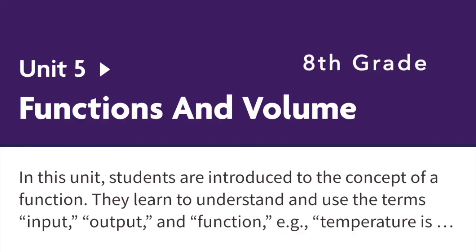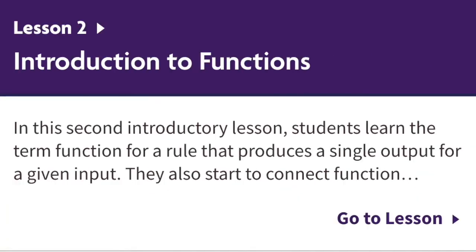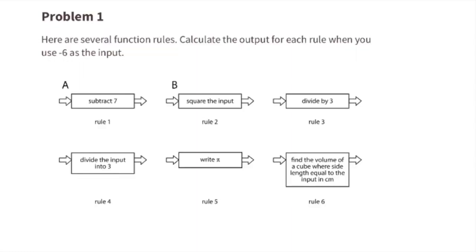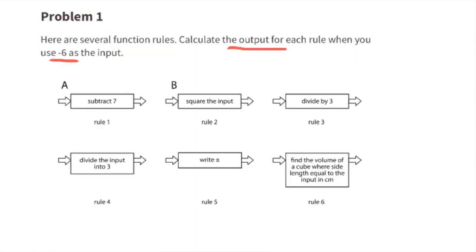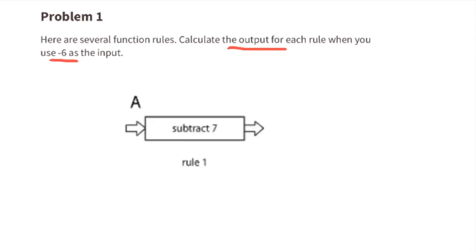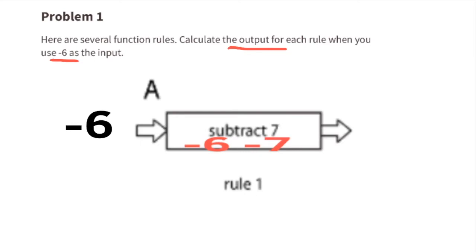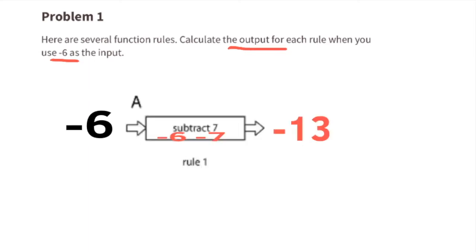8th grade, Unit 5, Lesson 2, Introduction to Functions. Problem number 1. Here are several function rules. Calculate the output for each rule when you use -6 as the input. A. -6 is the input. The function is subtract 7. -6 minus 7. The output is -13.